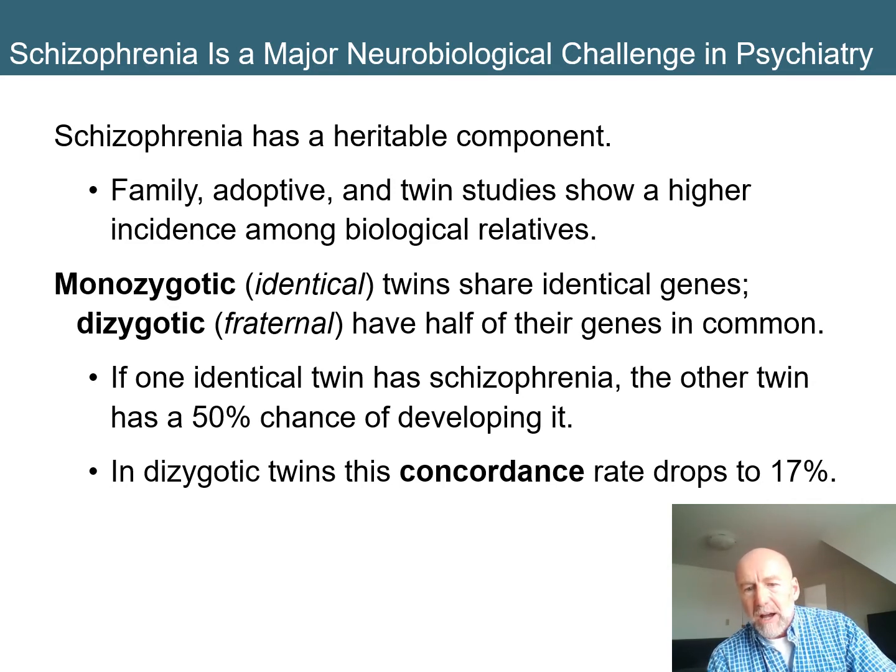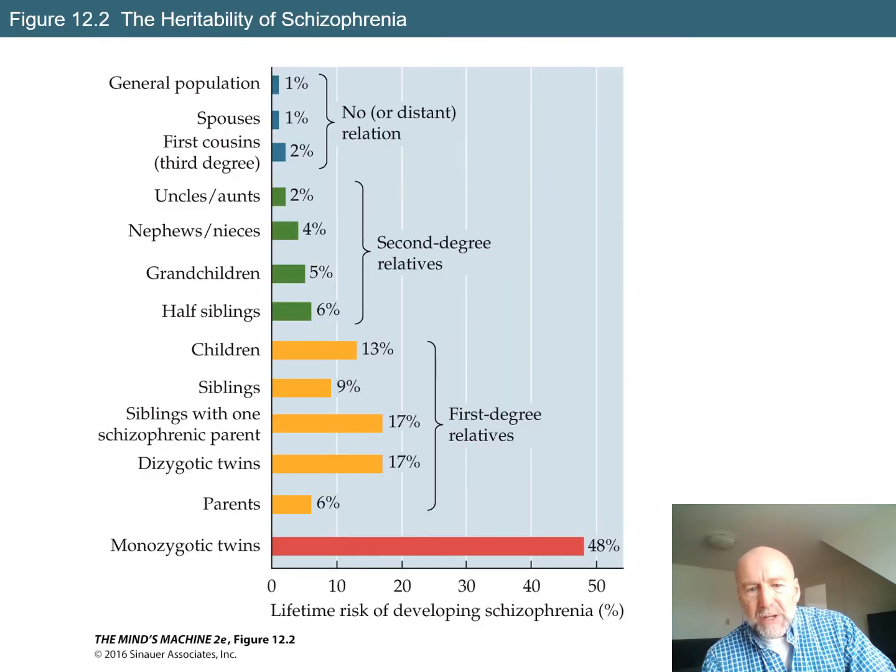And the current thinking is that perhaps there is an array of genes that is inherited that confers a potential vulnerability to developing schizophrenia. And you can see from this figure in the textbook that the closer the relative, the higher the probability of also developing schizophrenia.